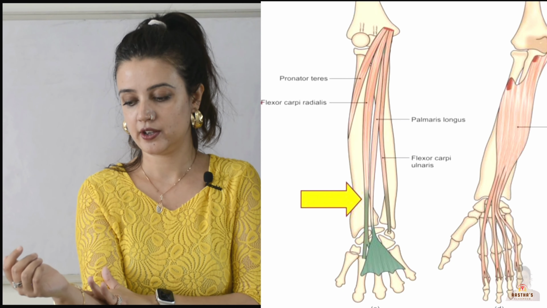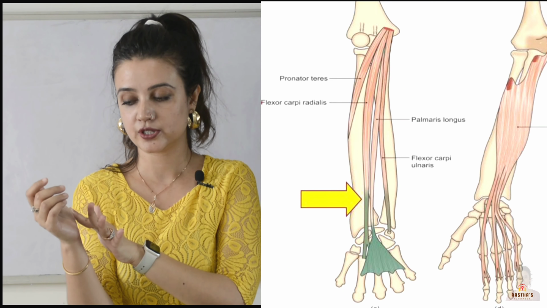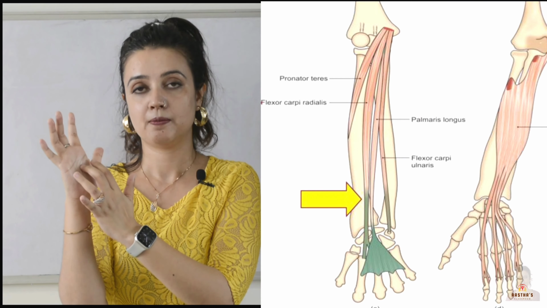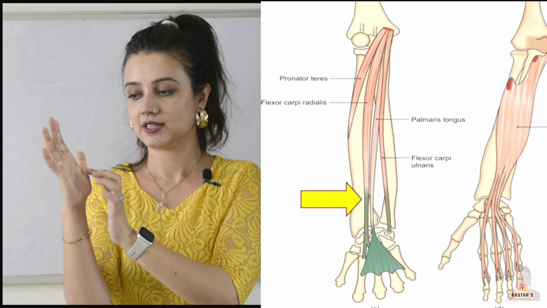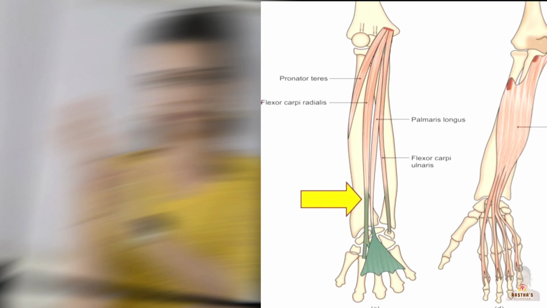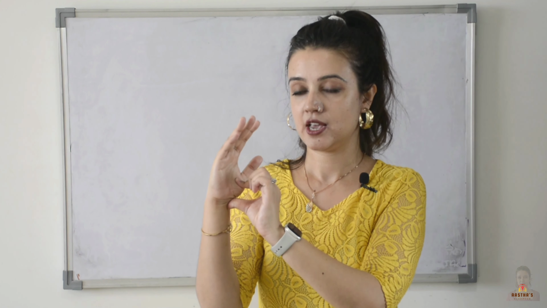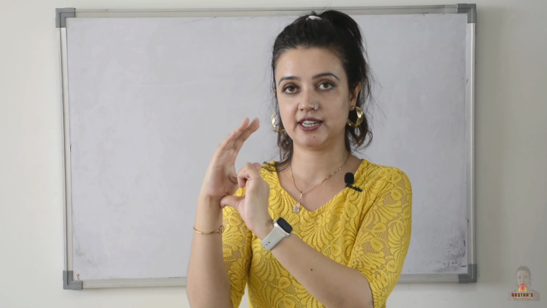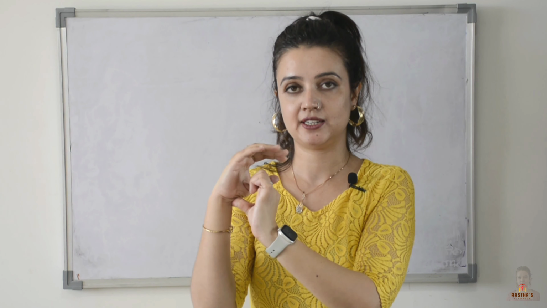It runs laterally, goes downwards to the wrist, crosses the wrist joint and gets inserted in the second and third metacarpal bases. So it gets inserted again on the lateral side, that is the second and third metacarpal. Now because this muscle crosses the wrist joint anteriorly and laterally, when the muscle shortens, it pulls the wrist in flexion and radial deviation. So this is the movement it causes, that is flexion with radial deviation.